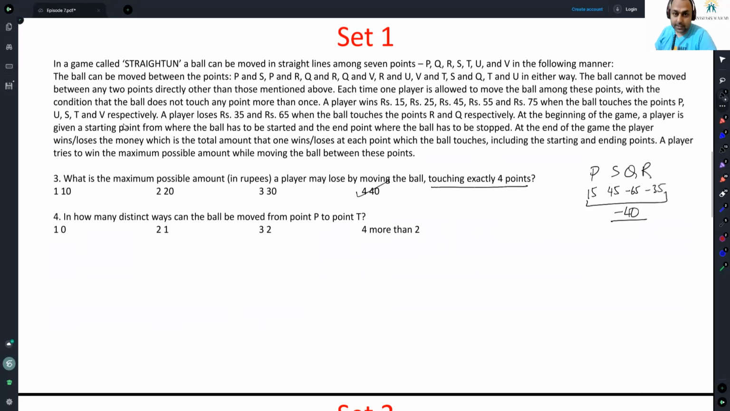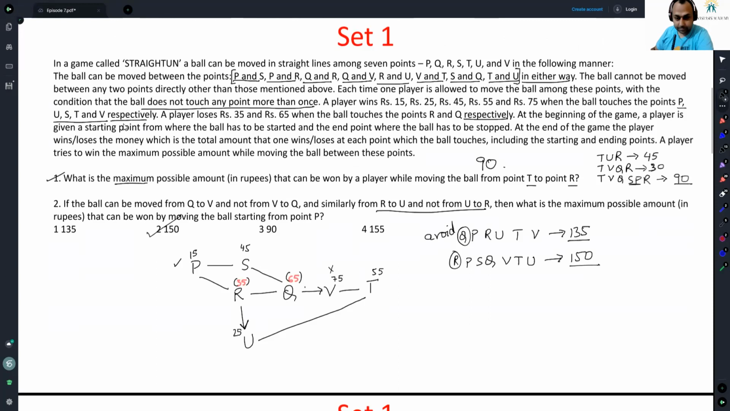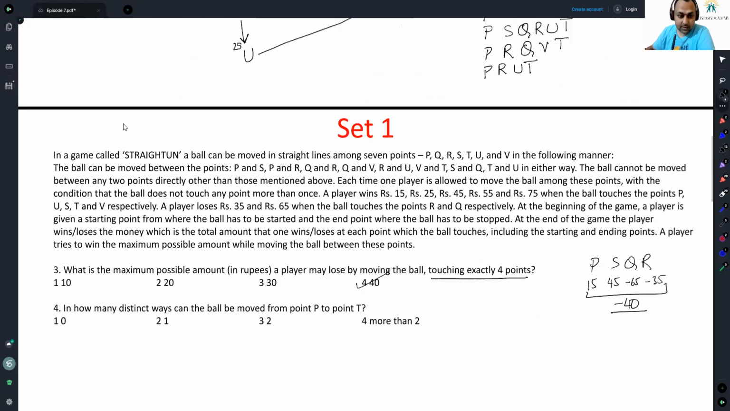Last question is, how many distinct ways can the ball be moved from point P to point T? P to T. Okay. Let's see. PSQVT. This works. PSQRUT. Okay. PRQVT and PRUT. Any other way? PS, no. If I have to reach T, these should be the only ways.